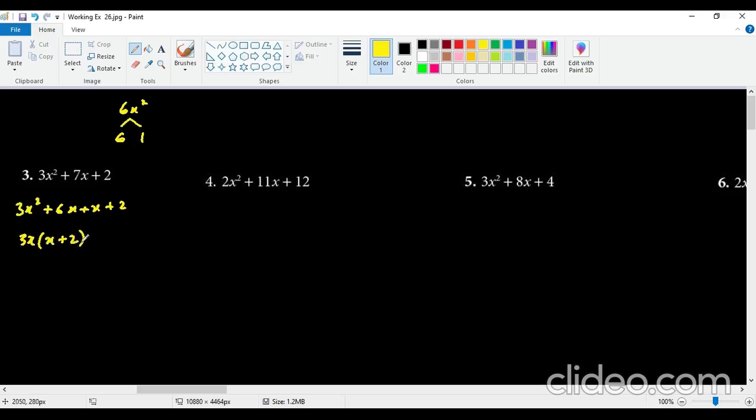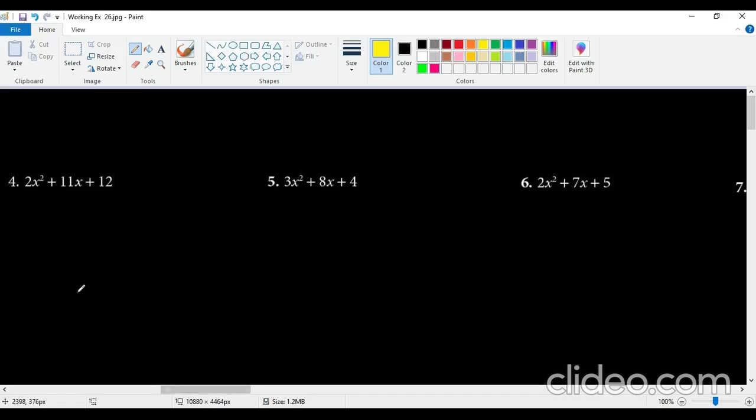And as soon as you get the first bracket, you copy it down as it is, and look at the third one, it's going to be adding only plus 1. So 3x plus 1 is going to be in one bracket, and x plus 2 is going to be in another bracket. Moving on to the next question, which is 2x square and 12.